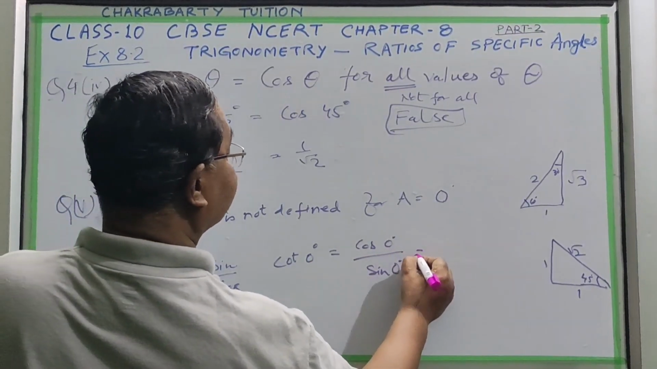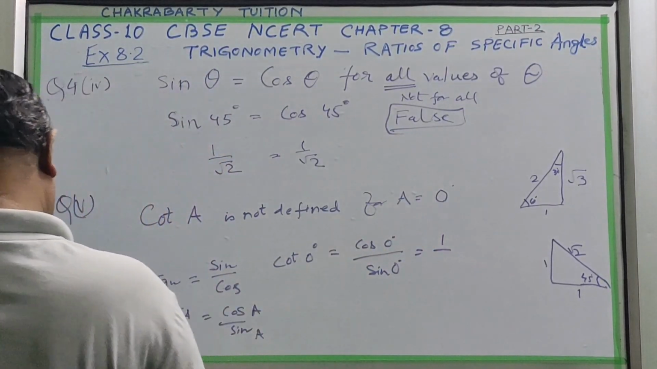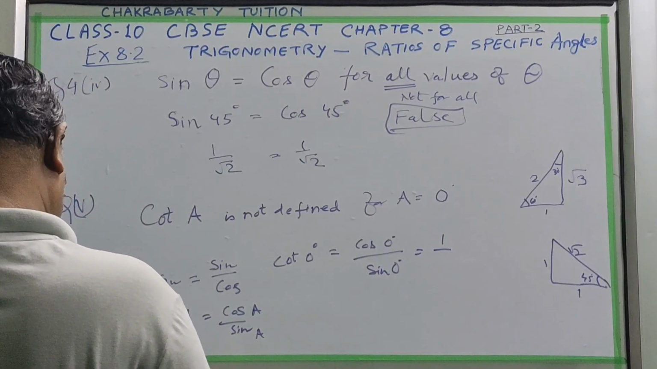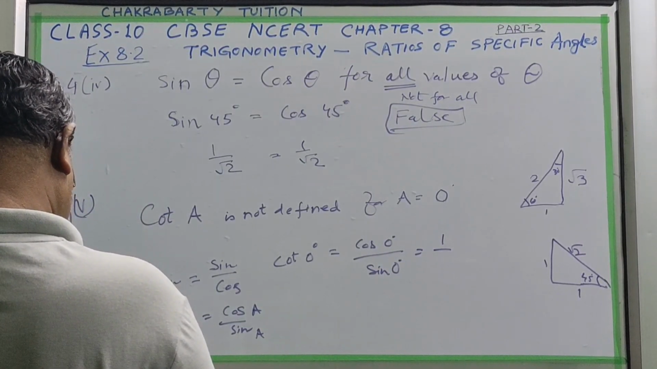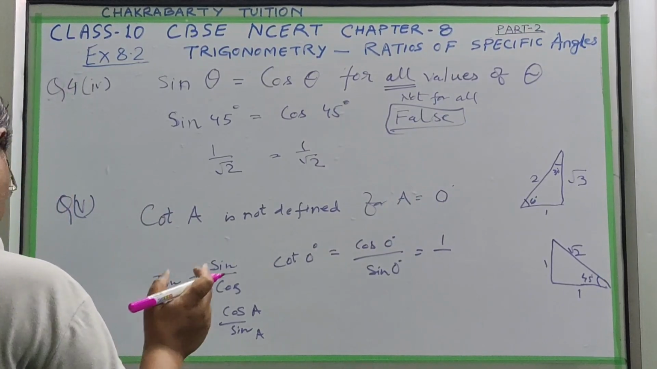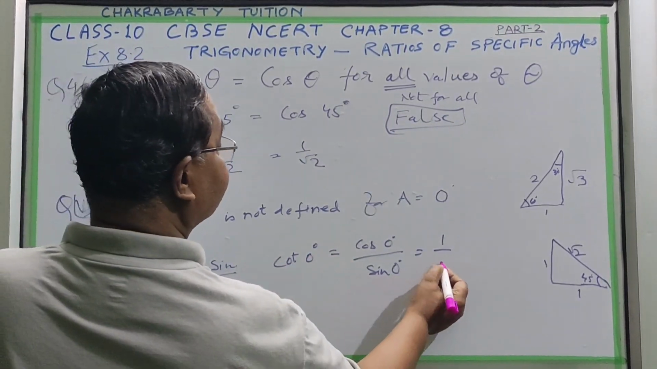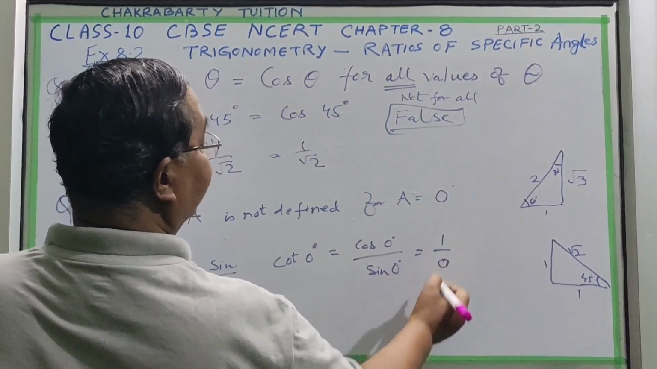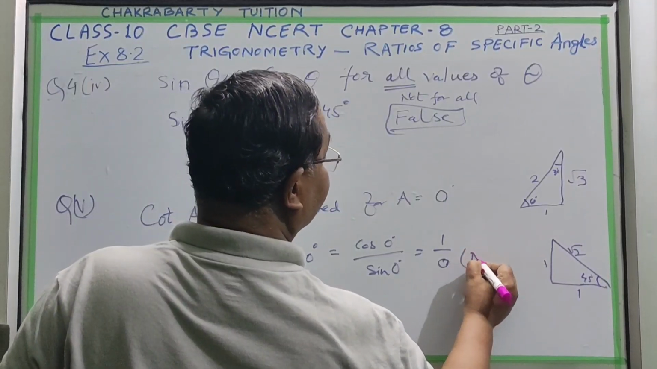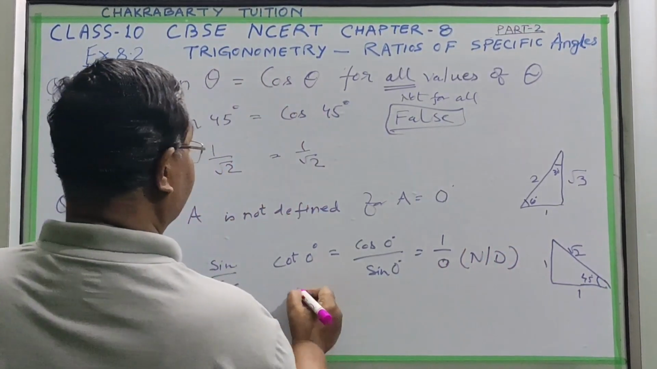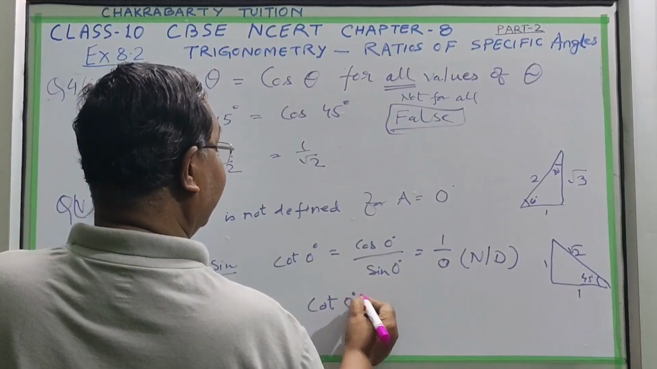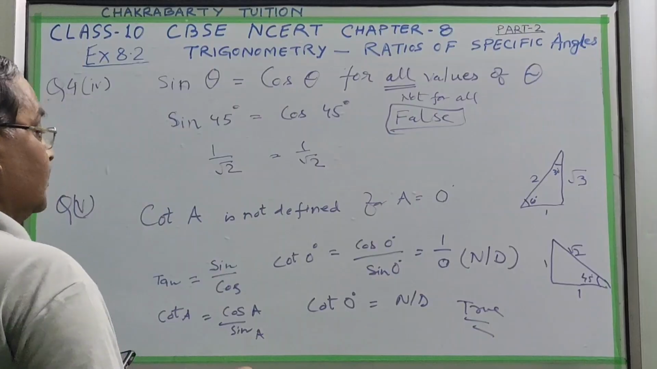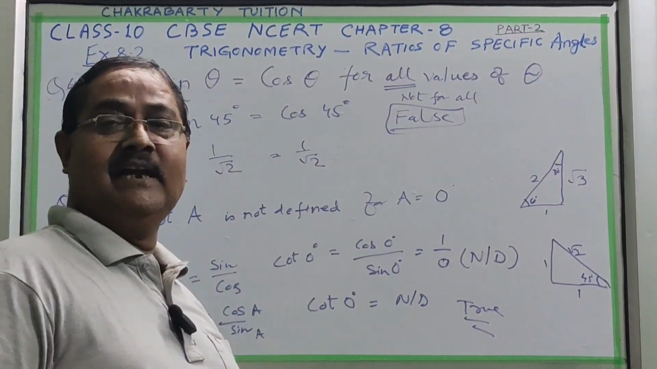So here cos 0 degree is 1, and sine is 0. So it cannot be divided by 0. So it is termed as not defined. So cot 0 degree is not defined. It is true. Your answer is true.